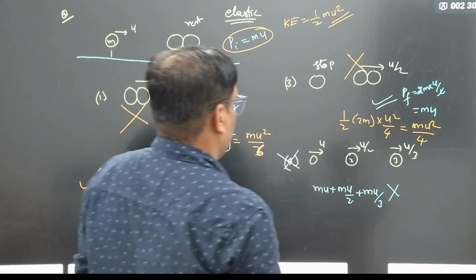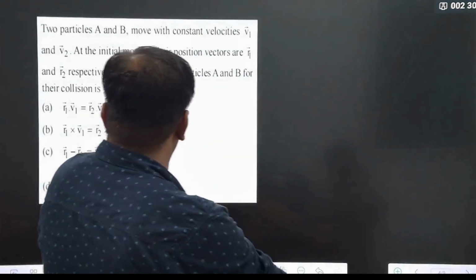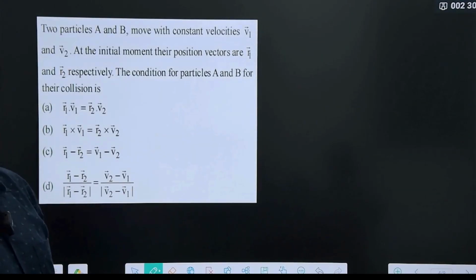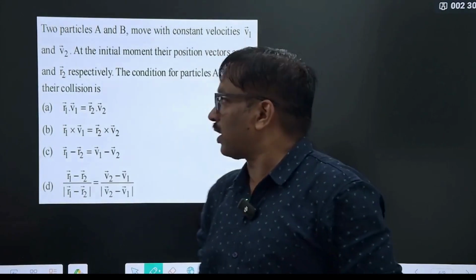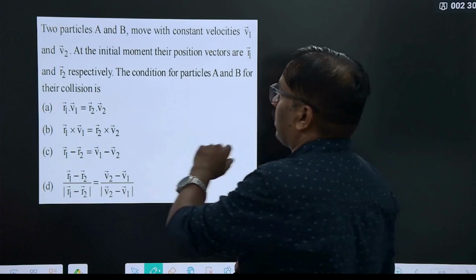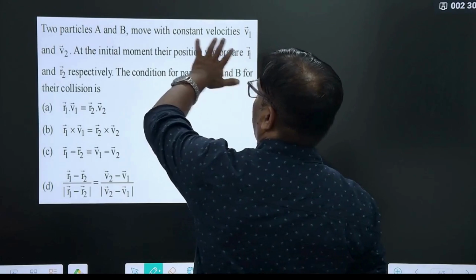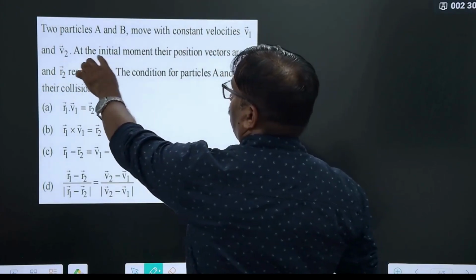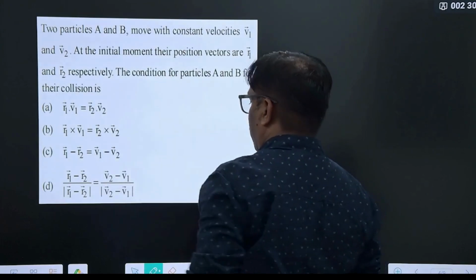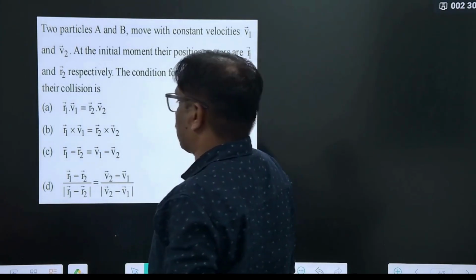Clear, students? Now we will do one question related to this. This is one important question, mostly asked in the examination, JEE Mains. The condition for collisions: two particles A and B are moving with constant velocities v1 and v2. Initial positions are r1 and r2. Find the condition for A and B to undergo collision.